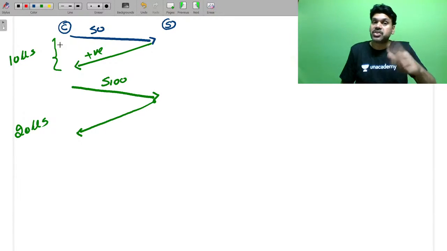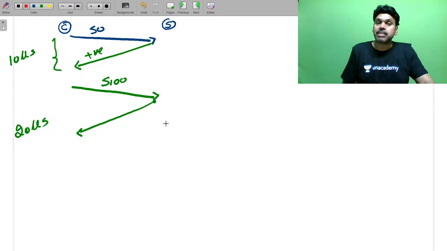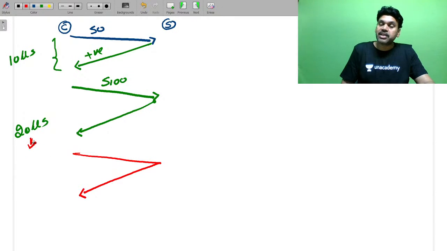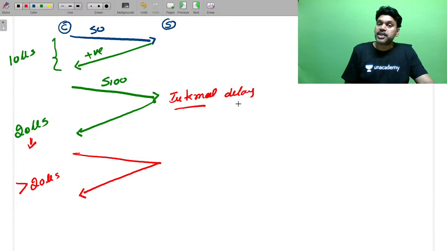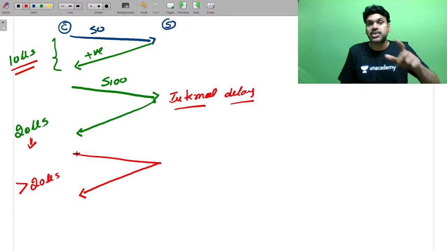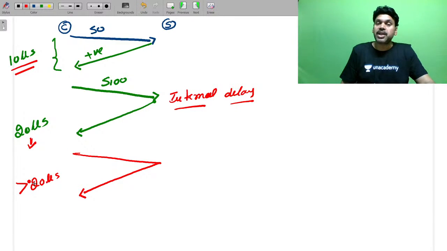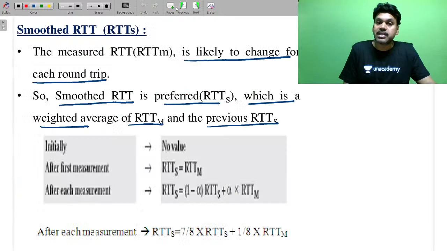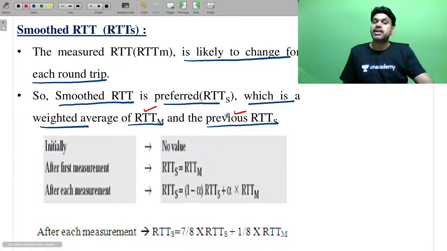Then TCP guesses that the next segment is ultimately going to be later. Please understand, the next acknowledgement is going to be later, greater than 10 microseconds, no doubt, because it is based on what? Internal delay. Because of internal delay, your 10 microseconds is exceeded to 20 microseconds, and the next acknowledgement may come exactly at 20 microseconds or greater than 20 microseconds. So that's why it is a weighted average of your measured RTT and previous RTTs.